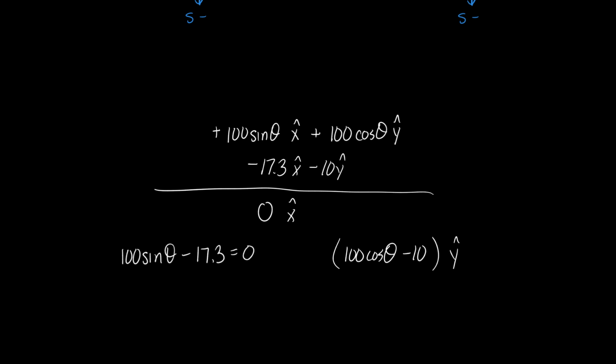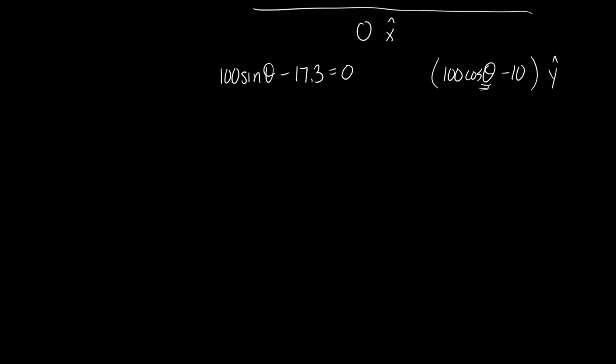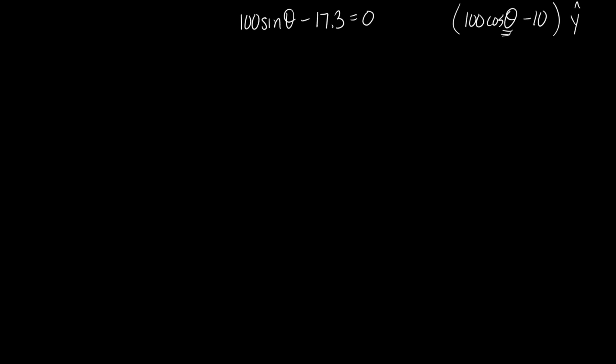I can't get an answer here because I don't know theta. I can get an answer for theta here, though. So that's what we're going to do. We're going to get an answer for theta. To get an answer for theta, I'm going to add 17.3 to both sides. I'm going to divide by 100. And now I'll take the inverse sine.